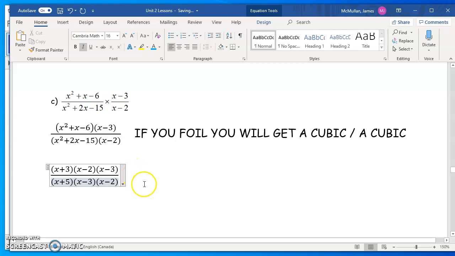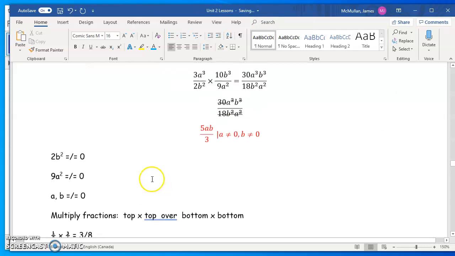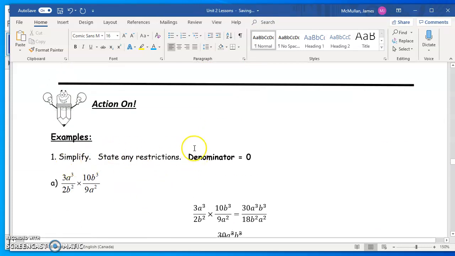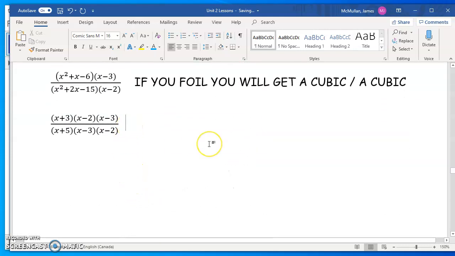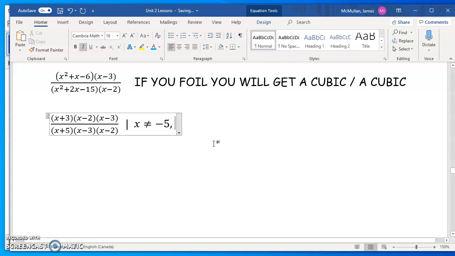That I can cancel. Now, remember, what we're being asked to do here is simplify and state restrictions. So I need to restrict all the numbers that make the denominator 0. It's not that hard to do. You write x cannot be negative 5, because that would make the first bracket 0. x cannot be 3, that would make the second bracket 0. x cannot be 2, because that would make the third bracket 0. I'm not worried about what's on the top, I'm only worried about what's on the bottom.